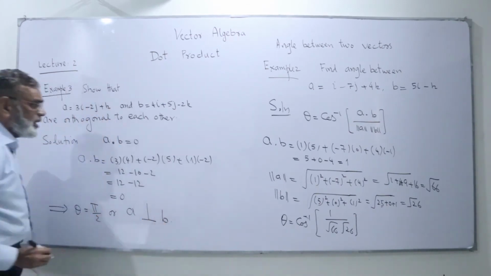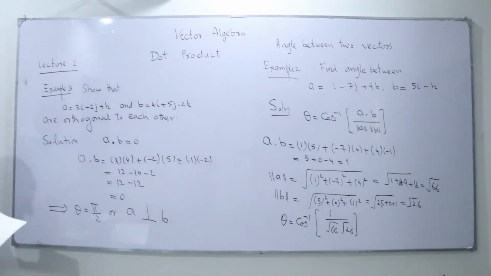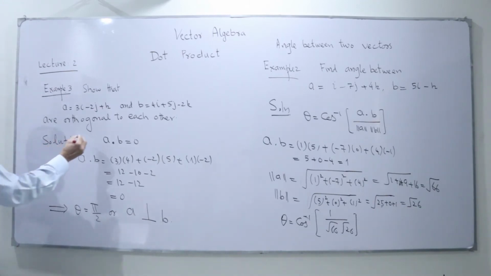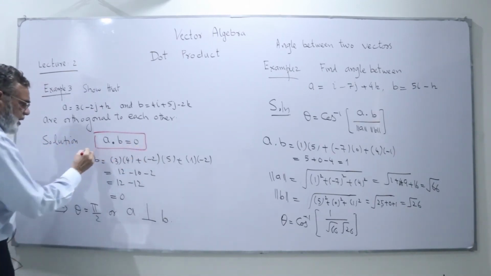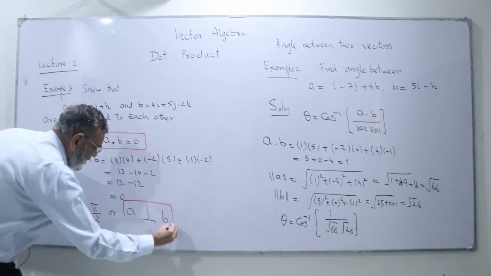So this is the idea, that we use the dot product, and if this value is equal to 0, then we say that these two vectors are orthogonal. Here we can see, we find the value, this is equal to 0. So we say A is orthogonal to B.